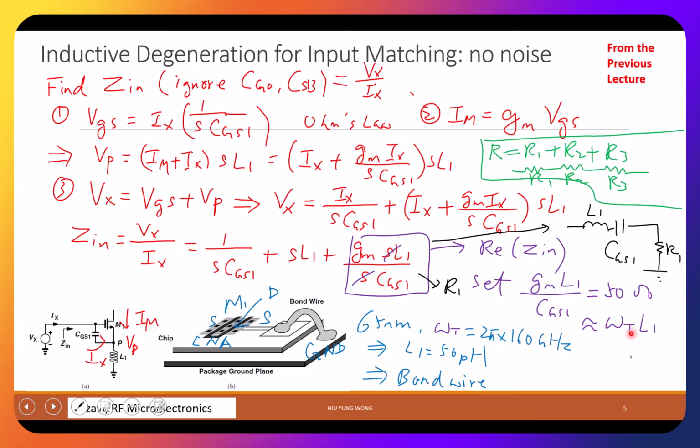So usually this is pretty large. For example, 65 nanometer is 160 gigahertz. You go to 28, it's even larger. Then you make your L1 pretty small. So in reality, we will just use a bond wire to connect this to the ground. This is a very small bond wire, right? If you want to have a large inductor, you are going to have a lot of turns in the inductor. Here it's just a very tiny piece of metal, and then it will give us enough inductance, and actually more than enough, unfortunately. Okay, so this might not be a solution.